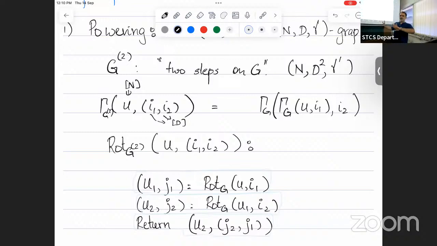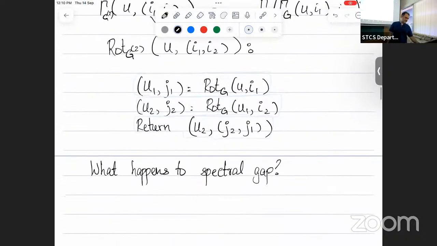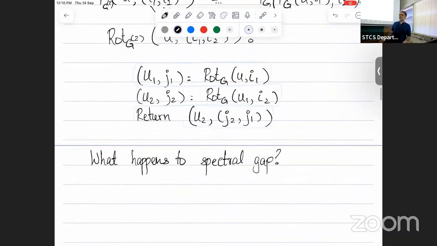I hope the powering operation is clear. The natural thing to ask is what happens to the spectral gap. In fact, you can get a sense of it: if you look at the adjacency matrix of G squared, what is this in terms of the adjacency matrix of G? It's called powering because this is actually equal to taking the adjacency matrix of G and squaring it.